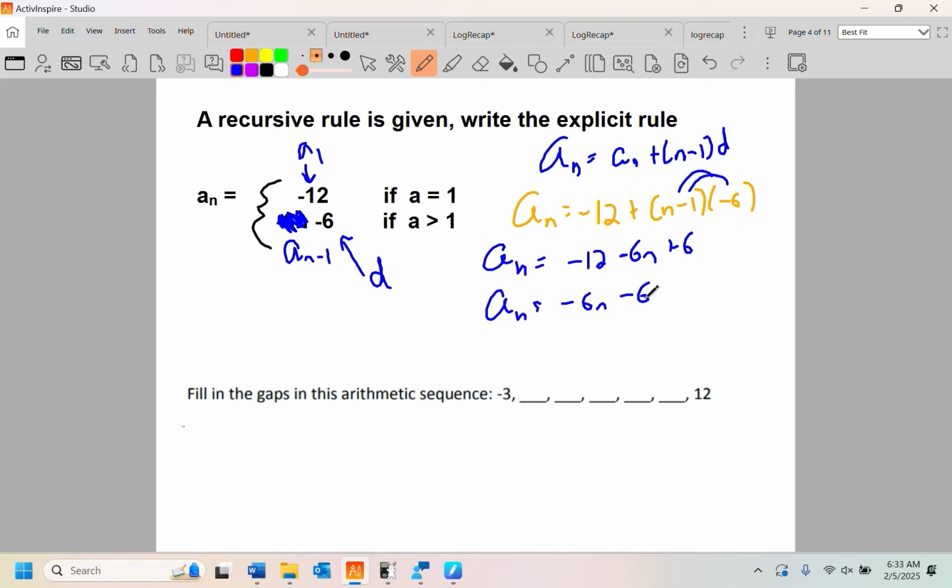You want to make these things look like mx plus b, because these are lines, is what they are. All arithmetic sequences are nothing more than lines. They have a slope, they have a y-intercept, they have all that good stuff.